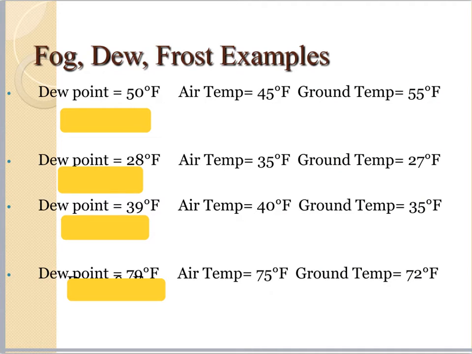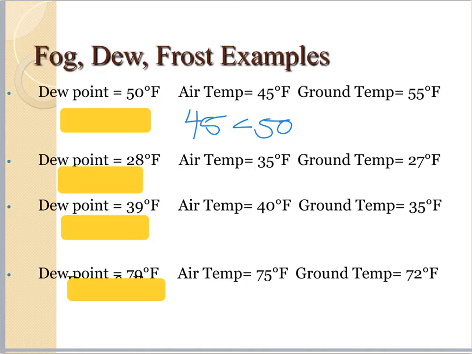Okay, here are some examples. Our dew point in this first example is 50 degrees Fahrenheit. So we're always going to take the air temperature and the ground temperature and compare it back to the dew point. Our air temperature is 45. So air temperature, which is 45, is less than 50. So what do we get in the air? We would get fog. We have to look at both air temperature and the ground temperature.